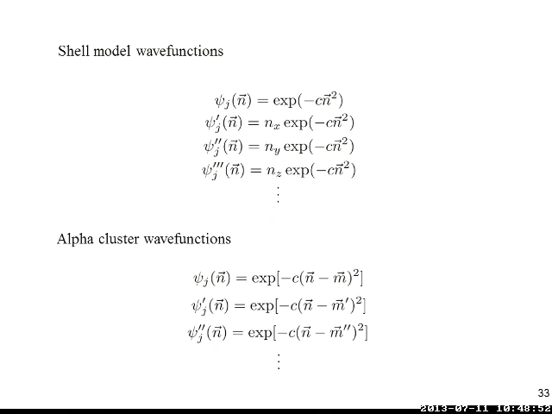Or we can use more alpha cluster wave functions. And so maybe this connects with what Kevin was talking about. So we can start off with initial states where we have Gaussians of particles, clusters of alphas, centered at different locations. So we have a cluster here, a cluster there, a cluster there, and see if that converges to the state that we are looking for more quickly.